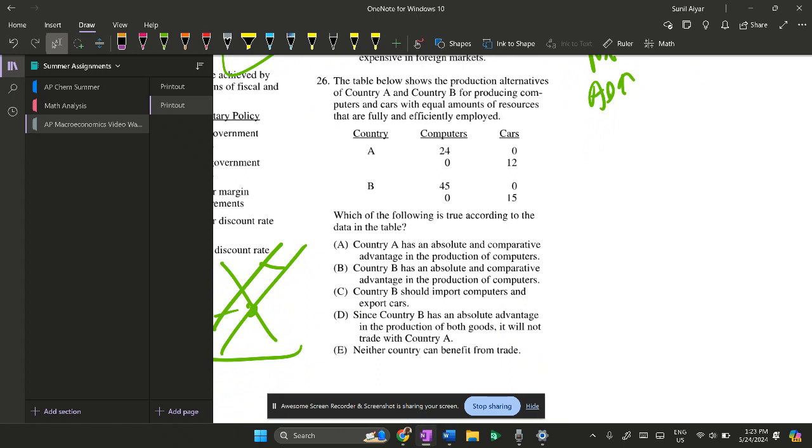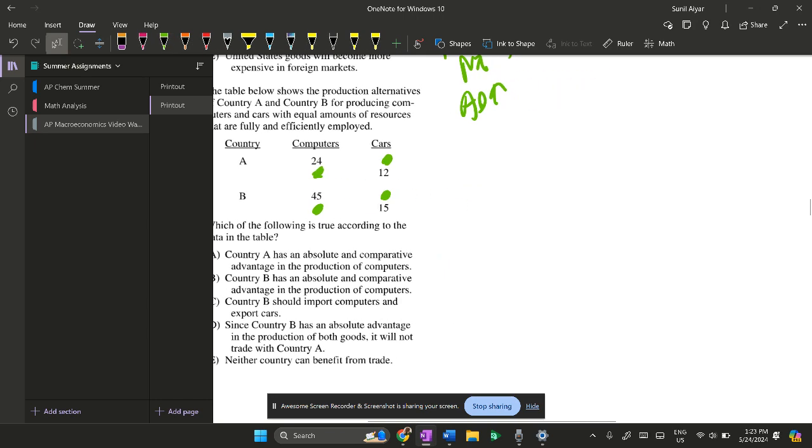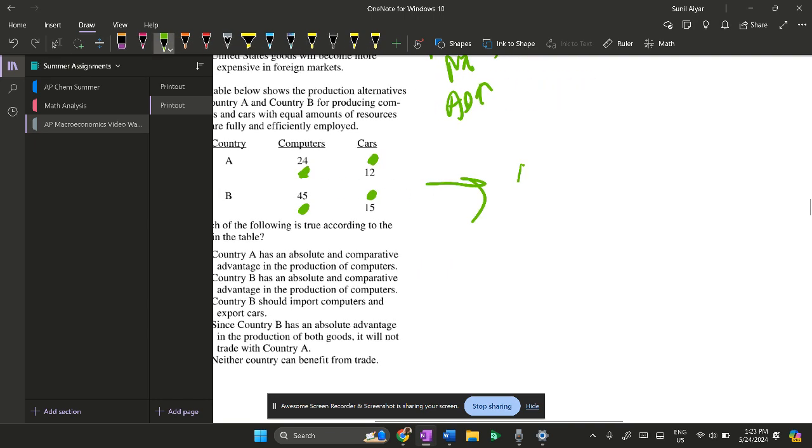The table below shows the production alternatives of that and that, and then that and that. Okay, so this is an output problem. I actually never drew these tables with zeros, so I'm going to get rid of that. Honestly, I'm just going to redraw it because this is not how I usually looked at it.